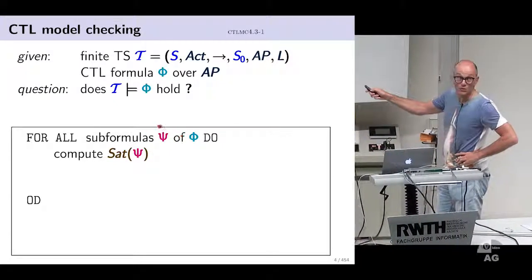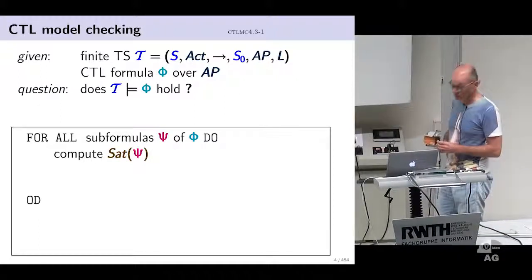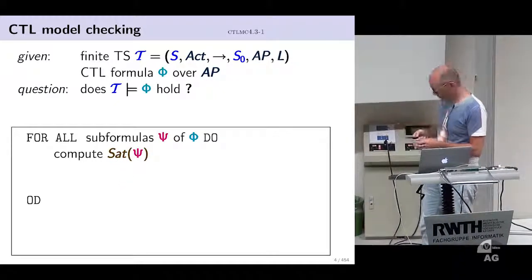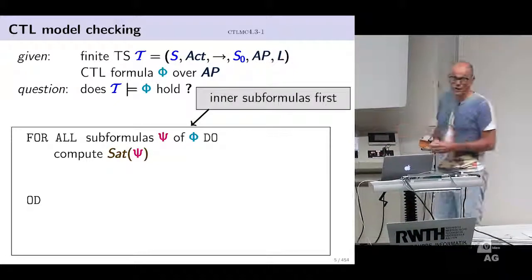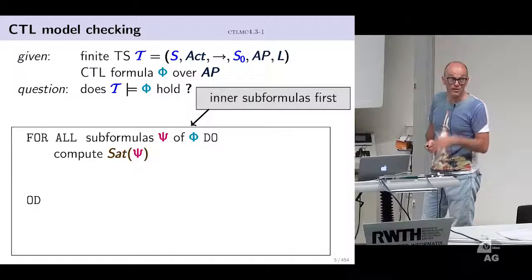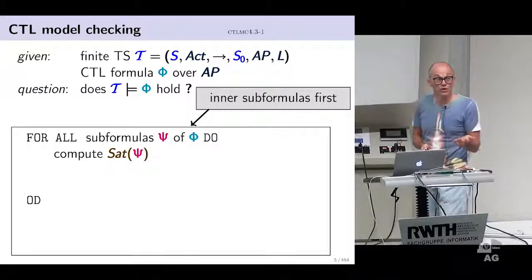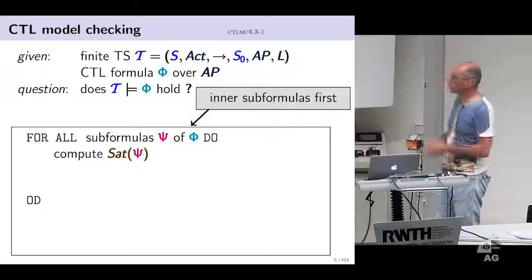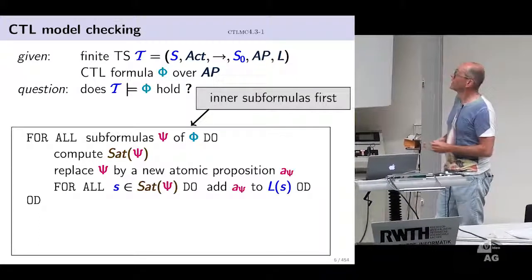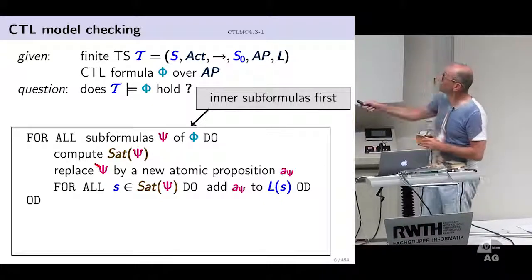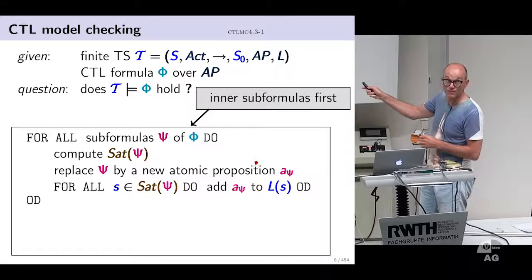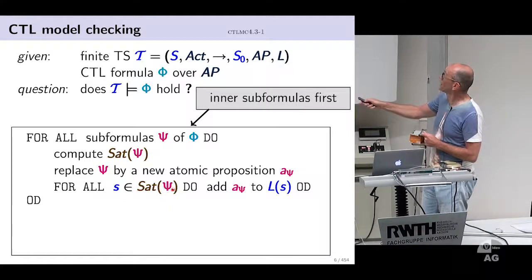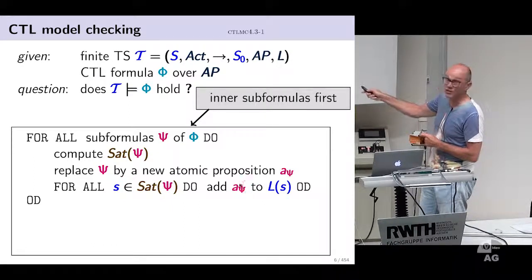We first decompose: we look at the parse tree of the formula phi, we look at the subformulas of it, and we compute the set of states satisfying each subformula. So the strategy will be that we do the inner subformulas first, and that's exactly the strategy that we used when I was discussing several examples to see whether a transition system satisfies a CTL formula. So we do this from inside out. And then you replace this subformula by a new atomic proposition. For every state satisfying this subformula, we extend the labeling of that state with this new atomic proposition.